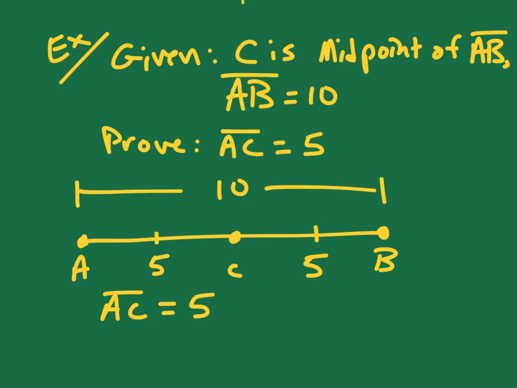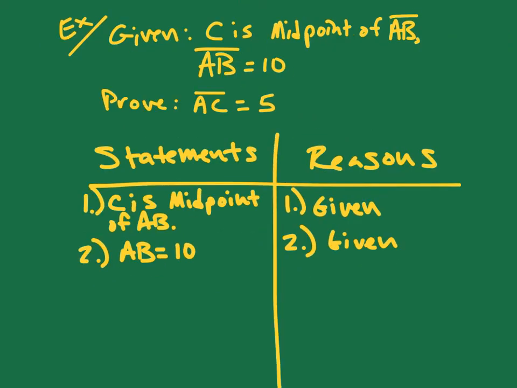Now, all I'm doing is taking the given information, drawing a picture, and drawing some conclusions based off of what a midpoint is, that a midpoint cuts something in half into 2 congruent parts, and then I can say that AC is equal to 5. So at this point, what I want to do is take this logic and put it into a formal proof so that I can prove that this statement is true.